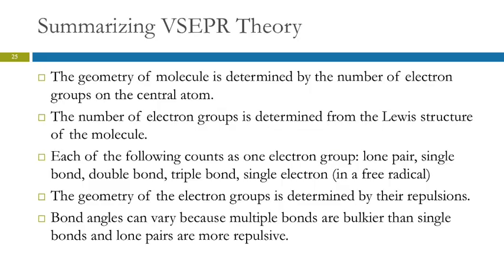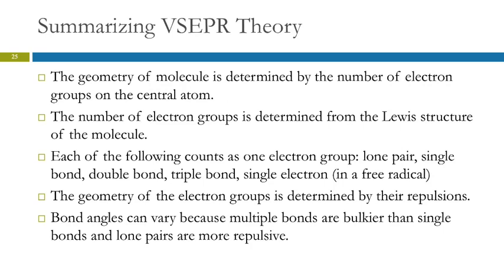So summary, we can figure out the geometry of a molecule based on the number of electron groups on the central atom. The number of electron groups is determined from the Lewis structure, so you got to start with the Lewis structure. This is very important. Each of these counts as one group. A double bond is one group. A triple bond is one group. A single bond is one group. A lone pair is one group. A lone electron in a radical is a single group.